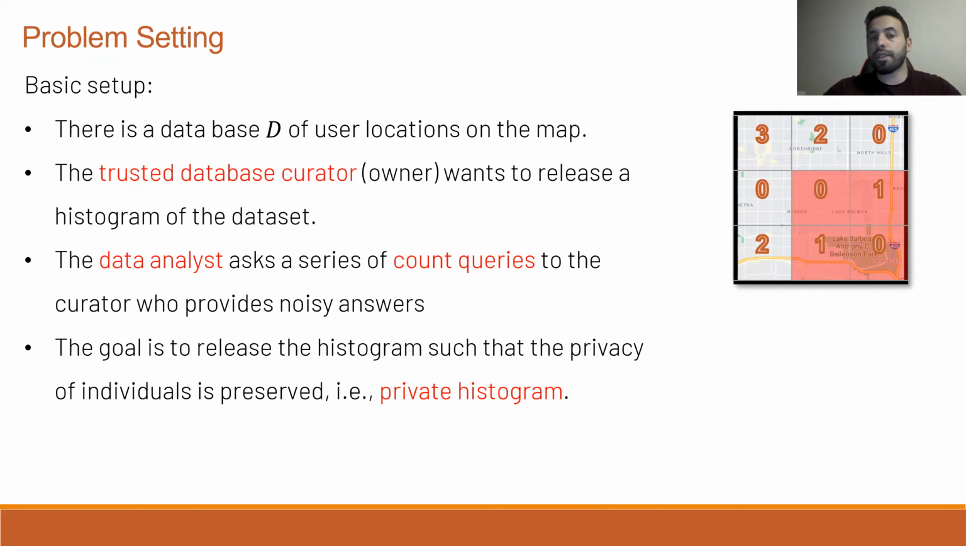The basic setup of the system model is as follows. We have the database D of user locations on the map, and based on that one, we generate a histogram of the map, meaning the counts of users in each one of the areas on the map. Then the database curator, which is considered to be trusted in our system model, wants to release this histogram to the public.